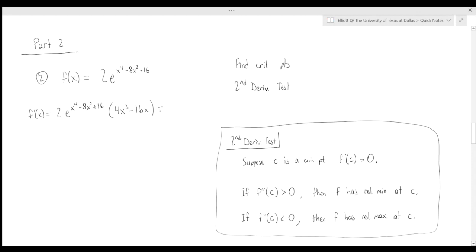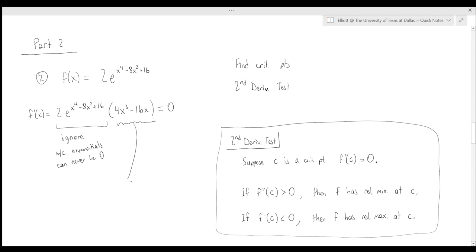And then since we're looking for critical points, we want to set that equal to 0, and then try to solve for x. Now, when you have something like this set equal to 0, and you're trying to solve for x, you can ignore the exponential entirely. The reason why you can ignore it is because exponentials can never be equal to 0. So what that means is the only way for everything to be 0 is for this part to be 0 instead.